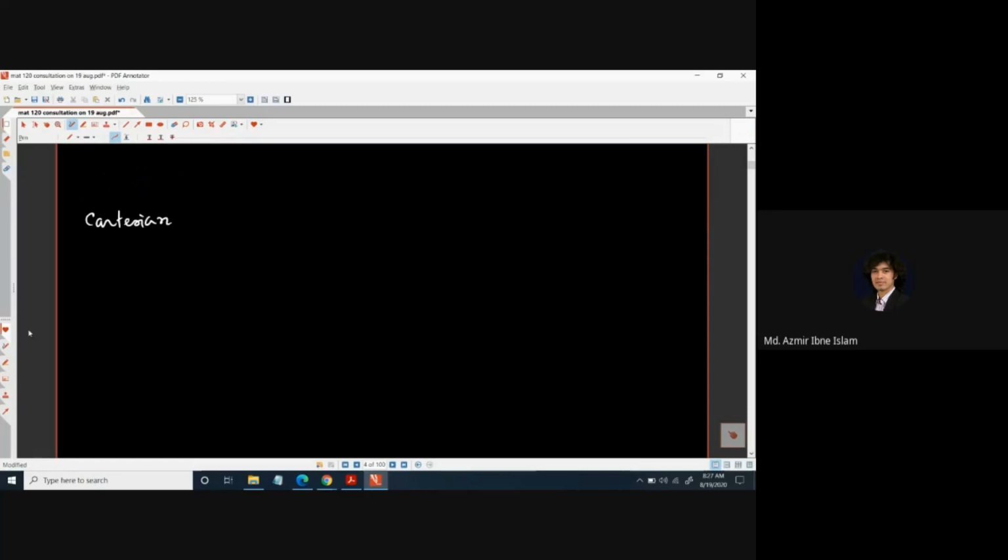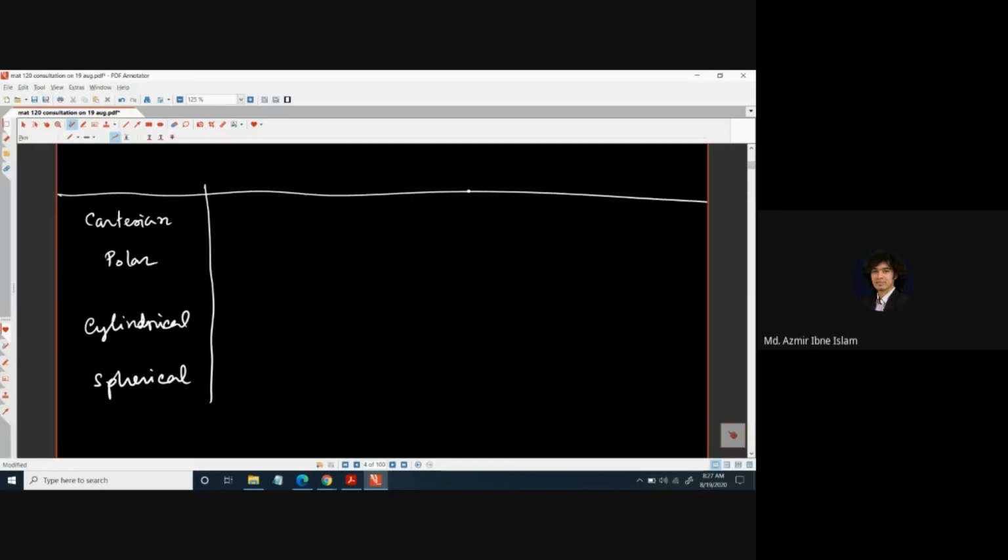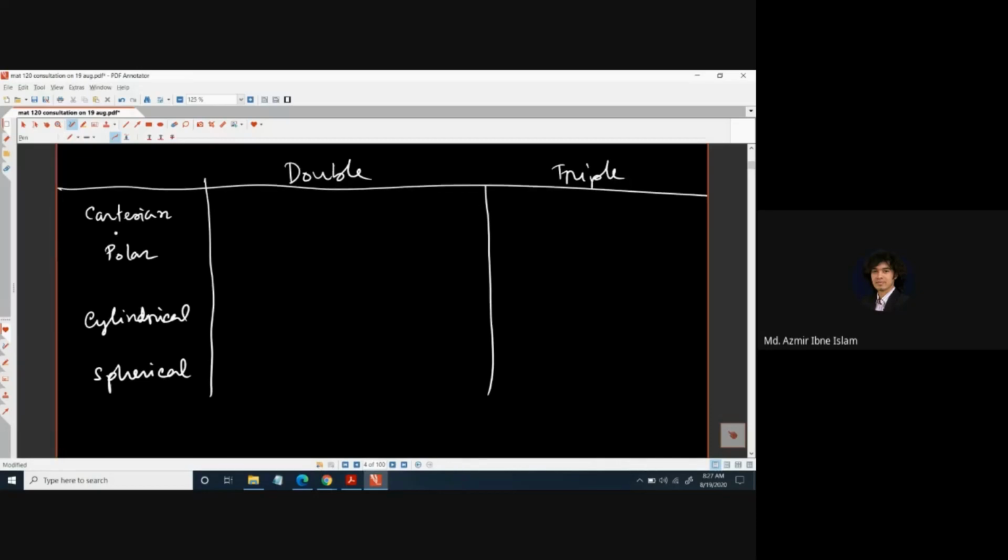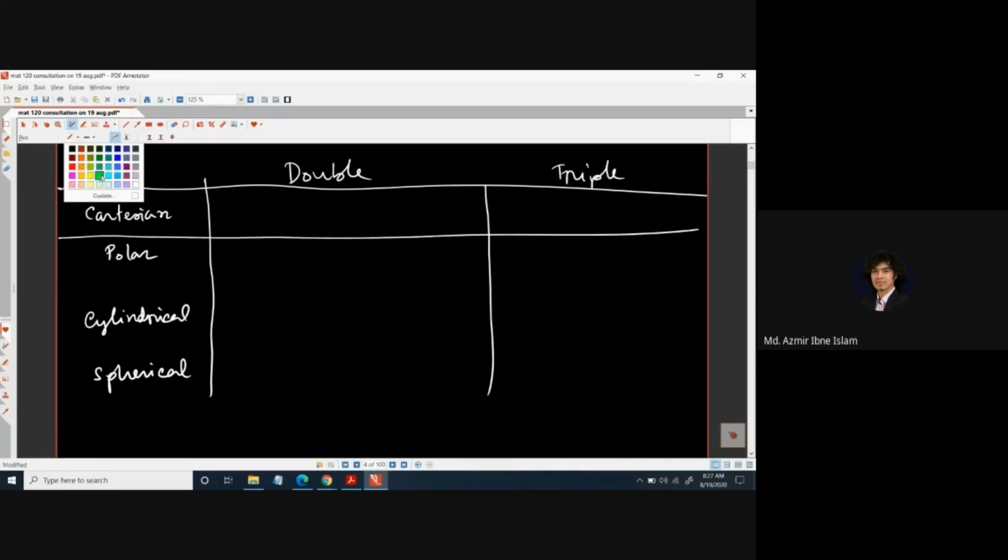So first of all, Cartesian coordinate system, polar coordinate system, cylindrical coordinate system, and spherical coordinate system. I can separate this one as double integral and triple integral. So in Cartesian coordinate system, double integral is generally represented this way.